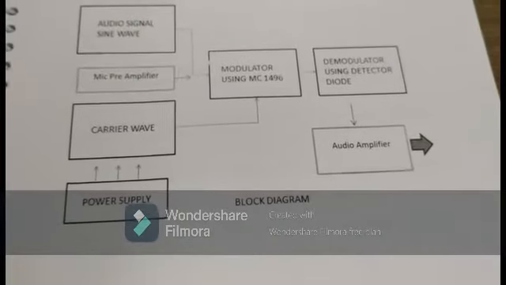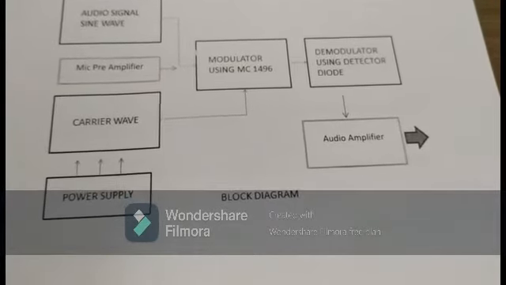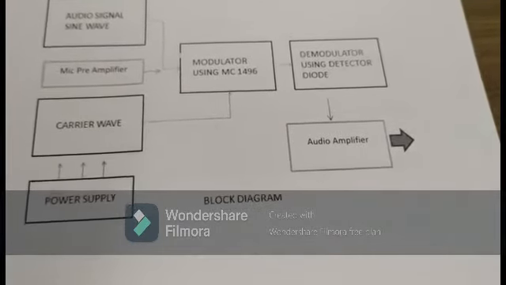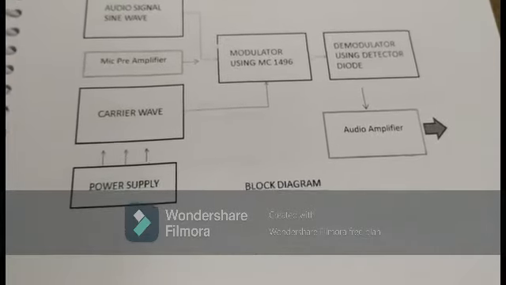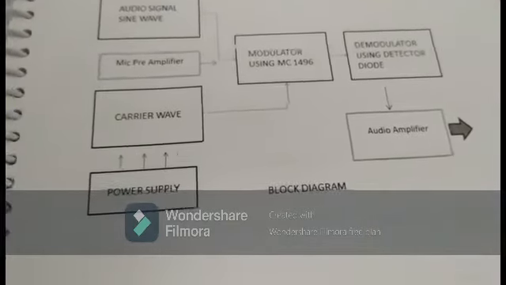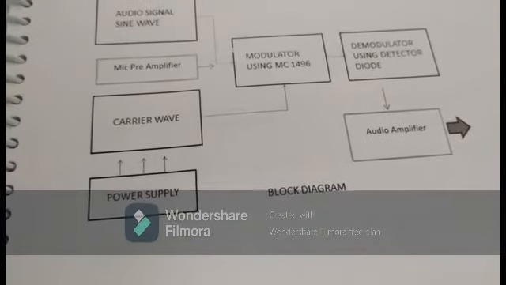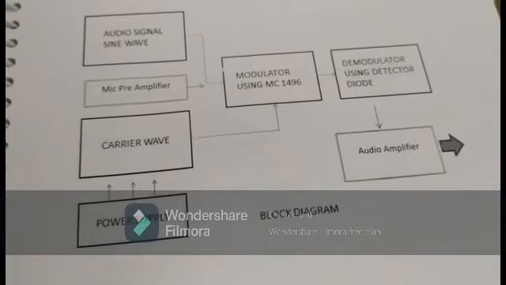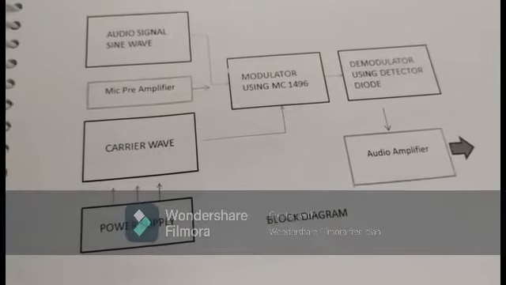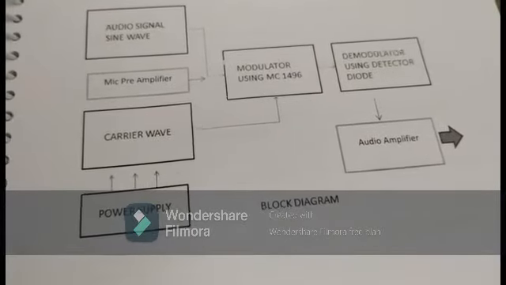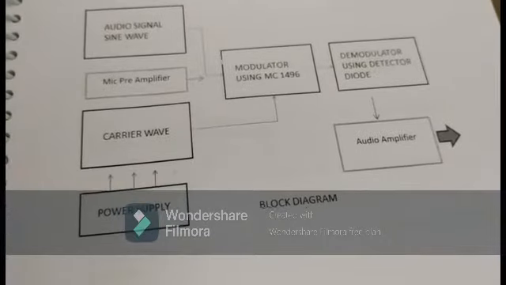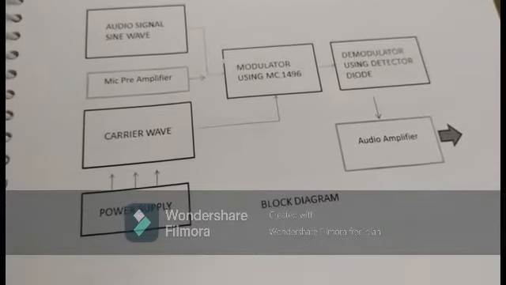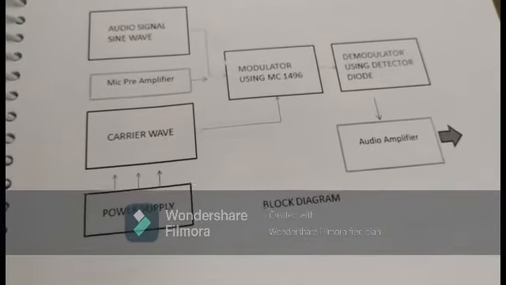The modulating signal and carrier signal are given to the modulator. Output of the modulator is connected to the diode detector. So we have to observe the waveform of the modulating signal and carrier signal. We have to measure the amplitude and frequency of both signals, modulating as well as carrier. Next, at the output of the modulator, we have the AM wave. For this, we have to measure V maximum, V minimum, and calculate the modulation index.